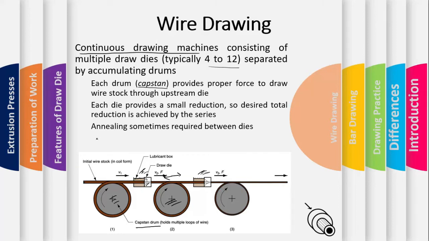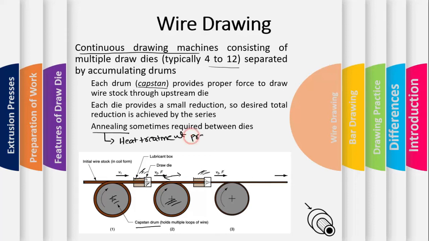There is a process that is called annealing. Annealing is sometimes required between the dies. So there might be a chance that between two dies there is an annealing process. What is annealing? Annealing is a heat treatment process.